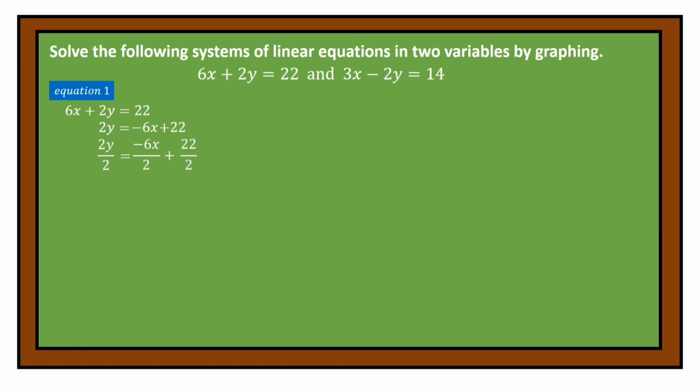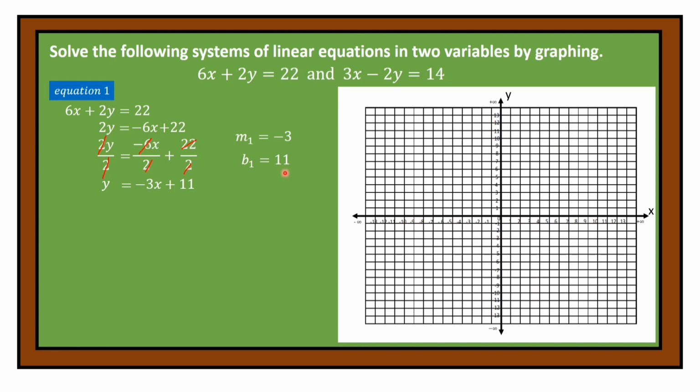So, 2y divided by 2. So, we have here y equals negative 6x divided by 2. So, that is equal to negative 3x plus 22 divided by 2, so we have here positive 11. So our slope-intercept form now is y equals negative 3x plus 11. Ang ating slope ay negative 3 at ang y-intercept naman ay 11.